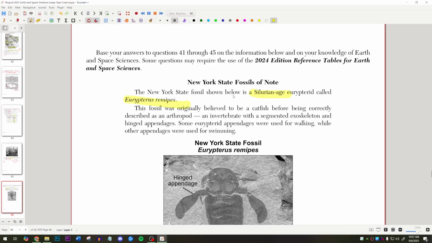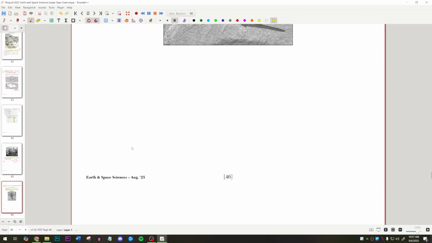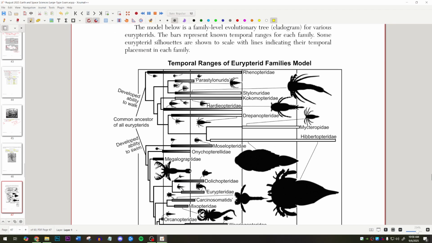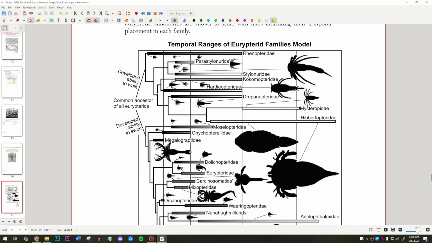We'll see. The fossil was originally believed to be a catfish before correctly being described as an arthropod, an invertebrate with a segmented exoskeleton and hinged appendages. Some Eurypterid appendages were used for walking, while other ones were used for swimming. It's a cool picture. The model below is a family-level evolutionary tree for various Eurypterids. The bars represent known temporal, which means time, ranges for each family. Some Eurypterid silhouettes are shown to scale with lines indicating their temporal placement in each family.